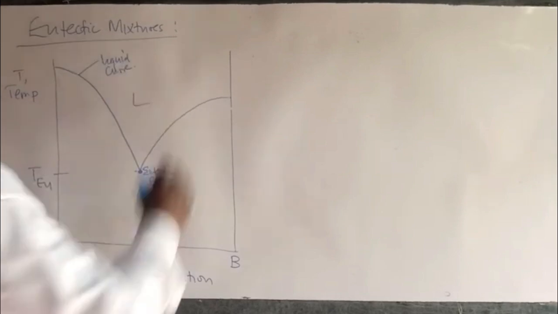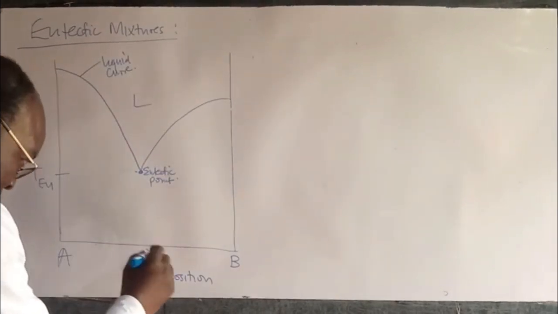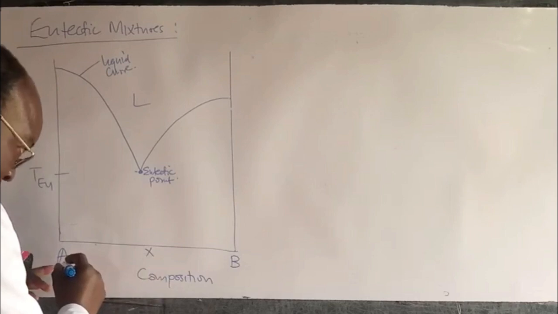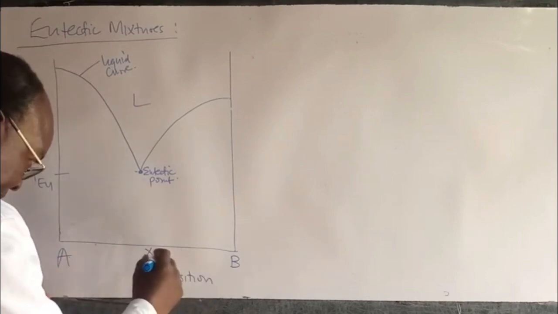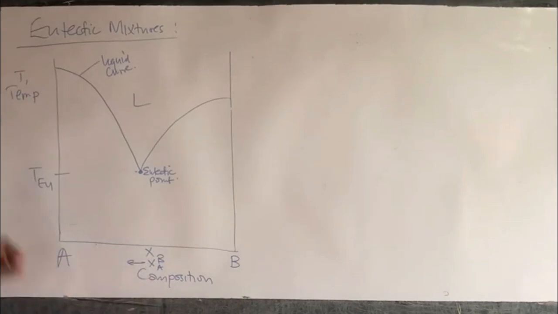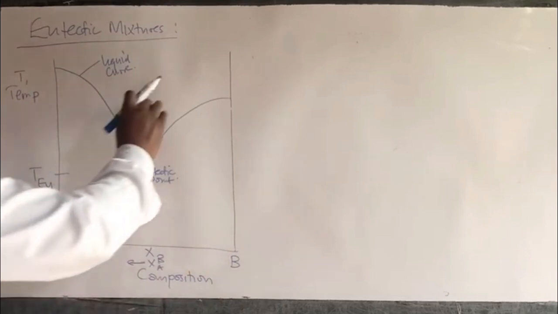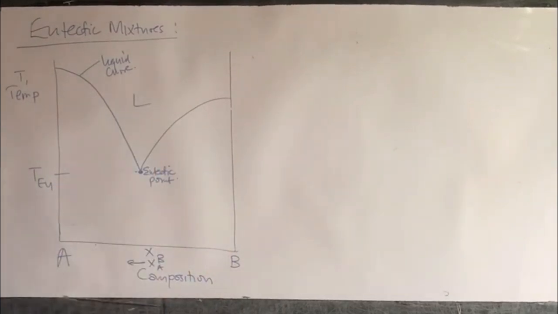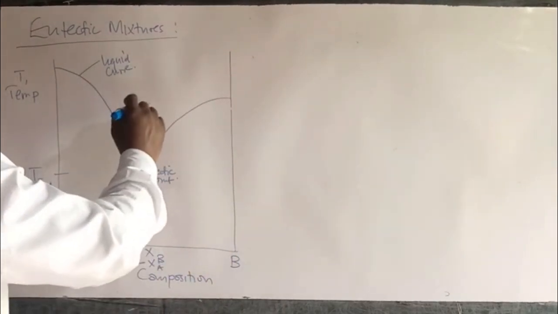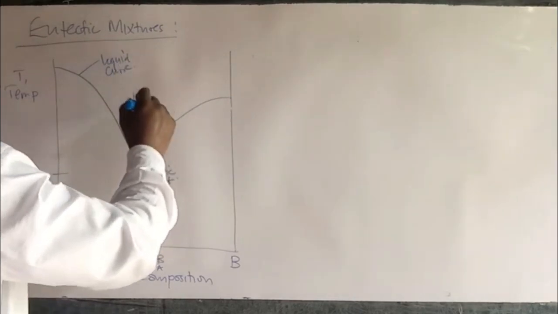So here we have liquid. Here we have component A, component B. The mole fraction of B is increasing in that direction. The mole fraction of A is increasing in this direction. In other words, here you have 100% A. Here you have 100% B. Here we have the liquid phase. So what happens? These are freezing curves. So that's the liquid. L is the liquid phase.